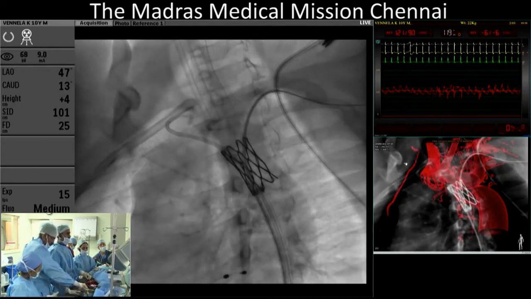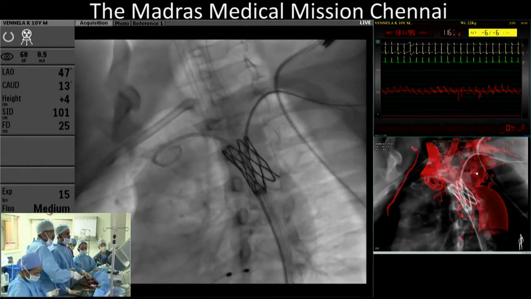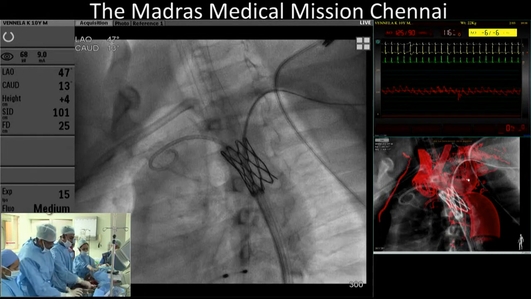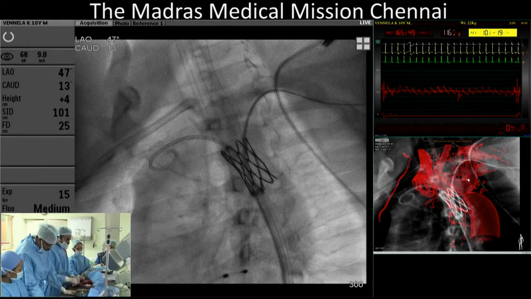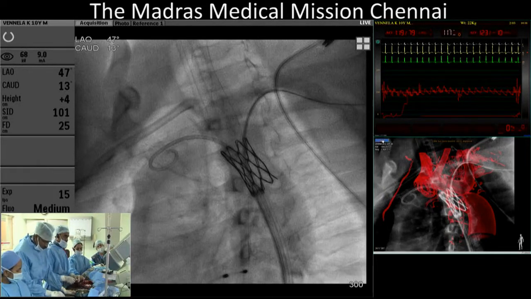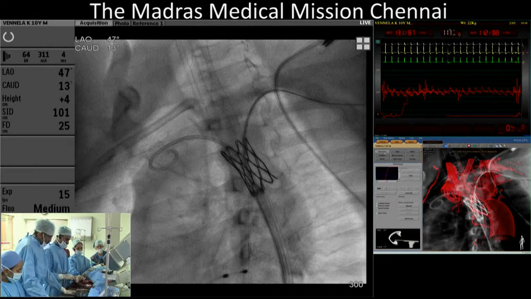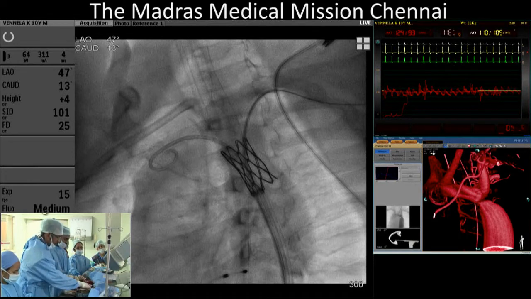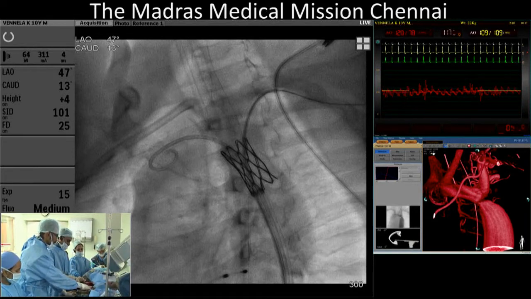So you advance the pigtail over the wire in the ascending aorta. Over the ascending aorta, yeah. So right now I'm going to have two pressures. One is below and one is above. Not seeing too much of difference between the two. I'll get both the catheters calibrated.